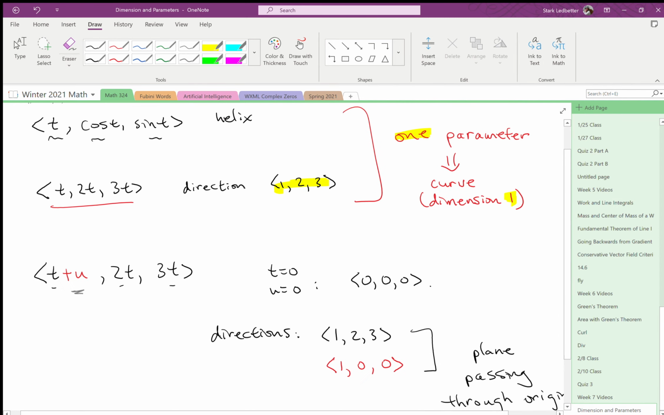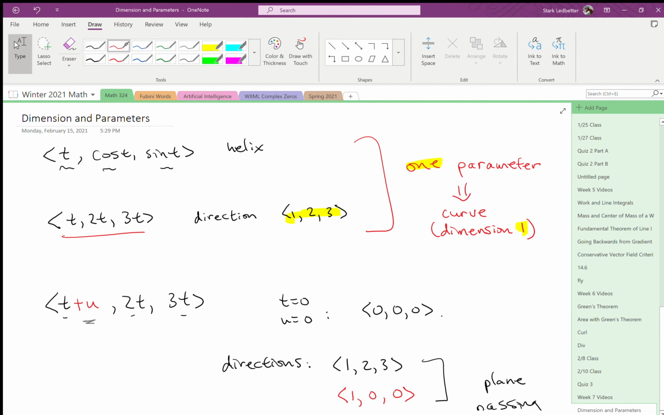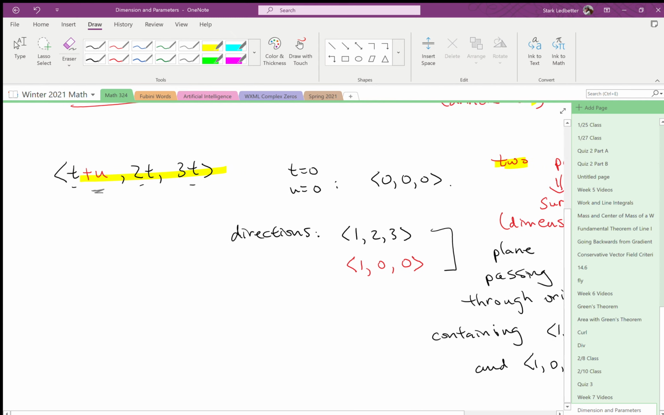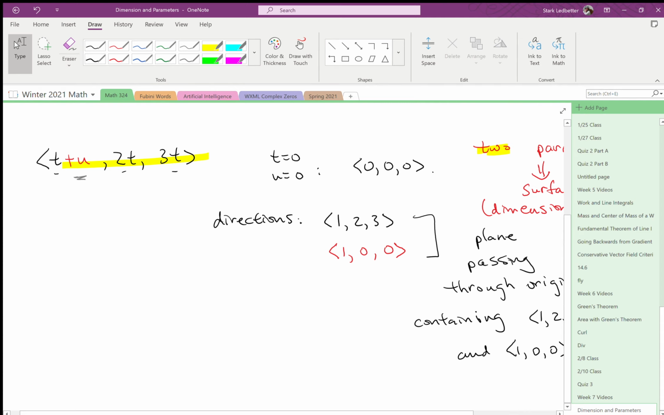So notice here, before we had one parameter, and it gave us a curve which was one-dimensional. Now we have two parameters, which gives us a surface which has two dimensions. We say dimension 2. So the number of parameters always gives us the number of dimensions.